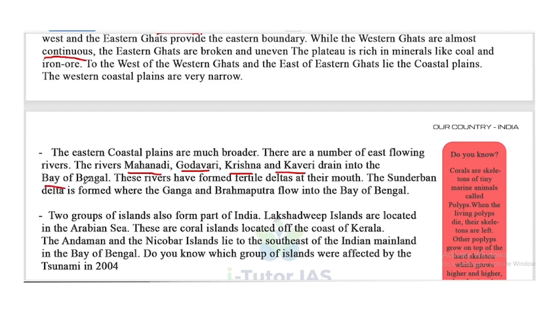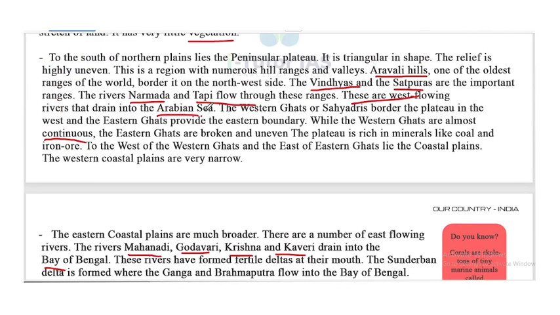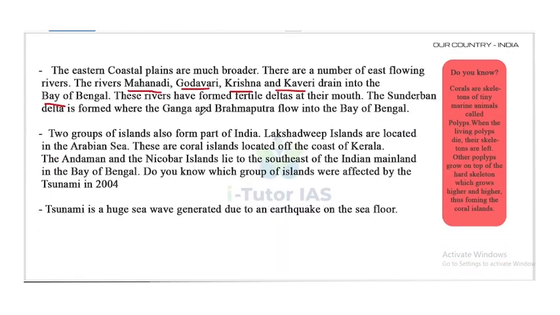We already discussed the Narmada and Tapi. They flow to the west and drain into the Arabian Sea. But here the Mahanadi, Godavari, Krishna, and Kaveri drain into the Bay of Bengal. These rivers have formed fertile deltas at their mouth. The Sundarban Delta is formed where the Ganga and Brahmaputra flow into the Bay of Bengal. The Sundarban Delta can be seen in the West Bengal region.